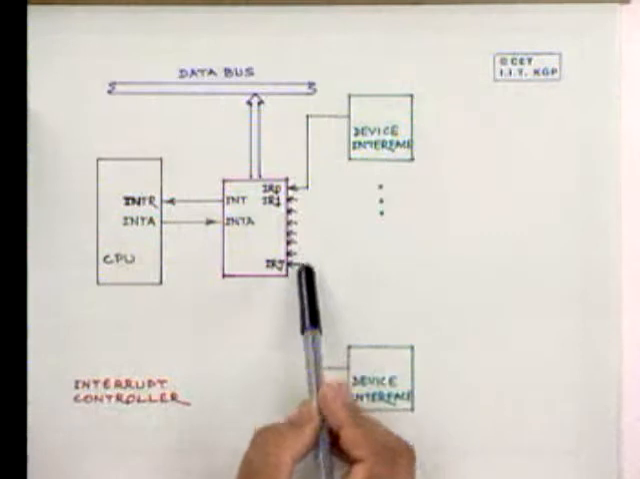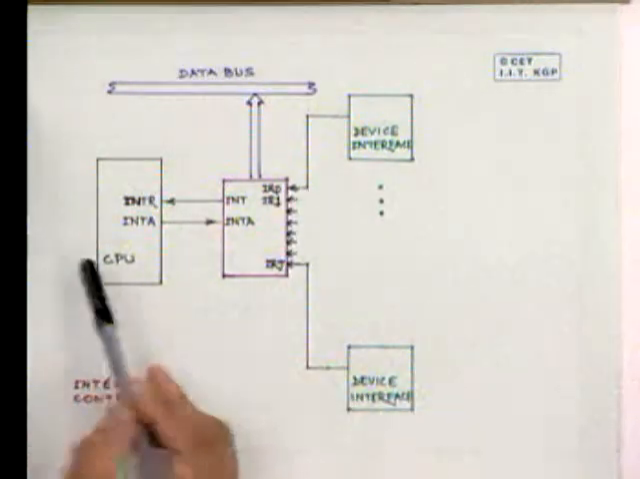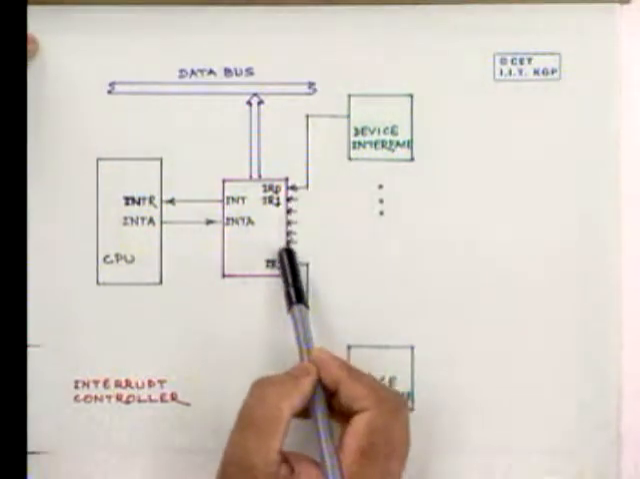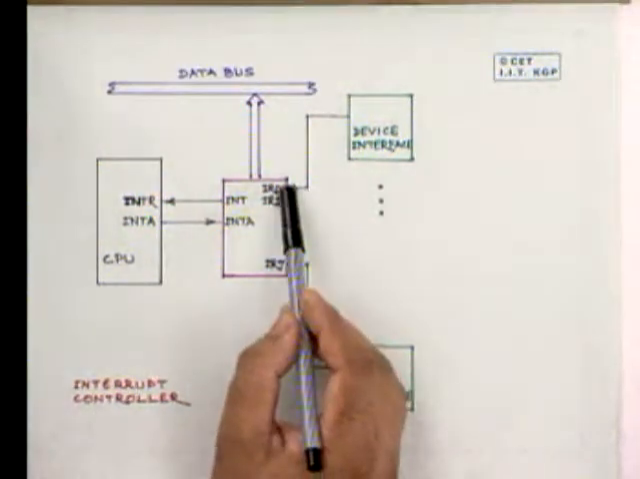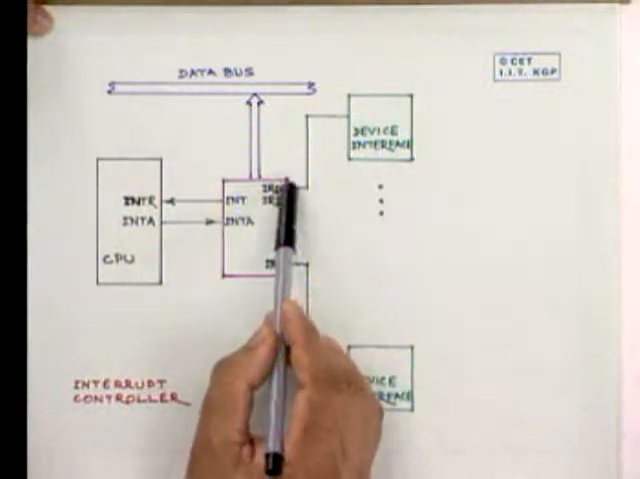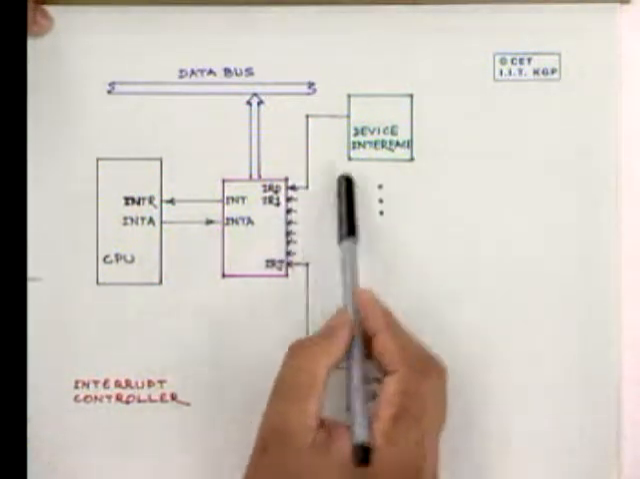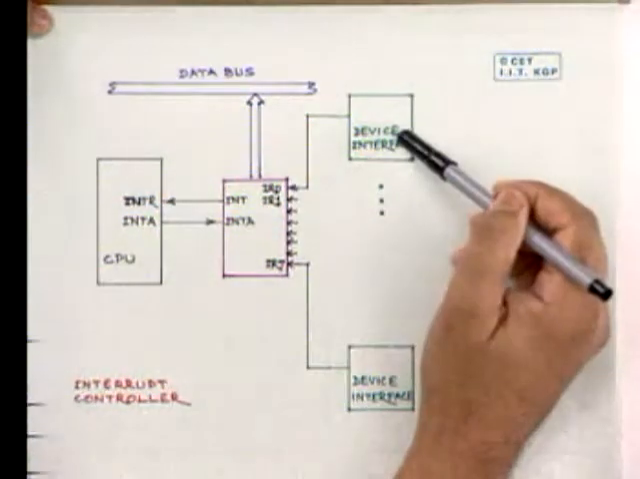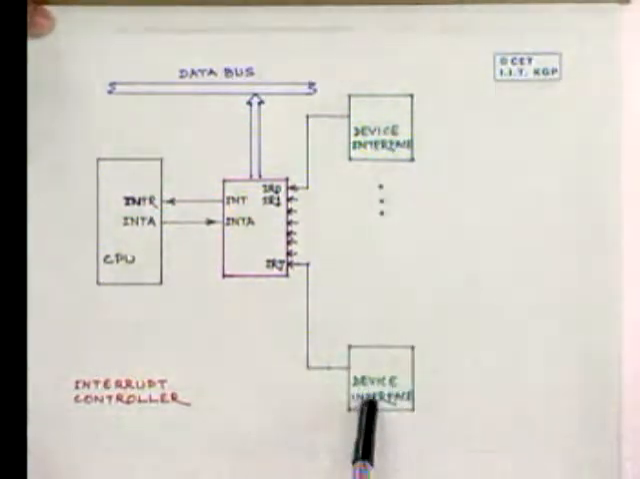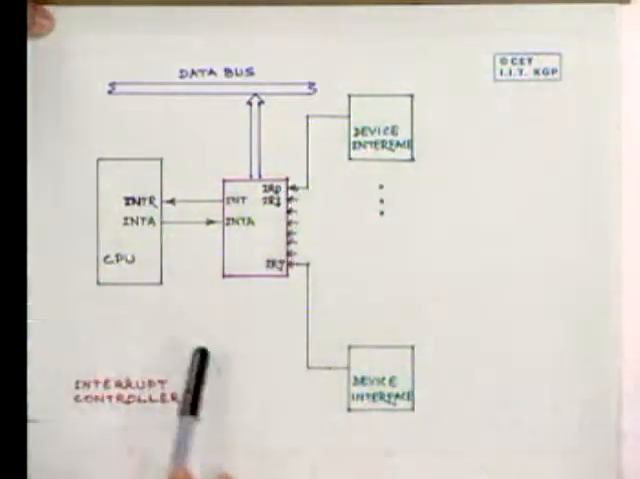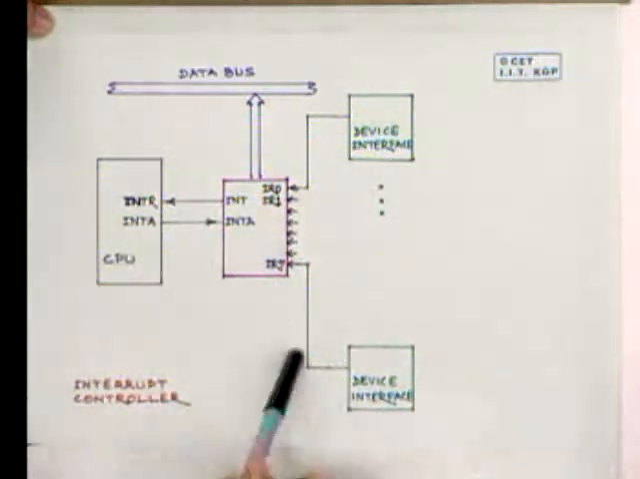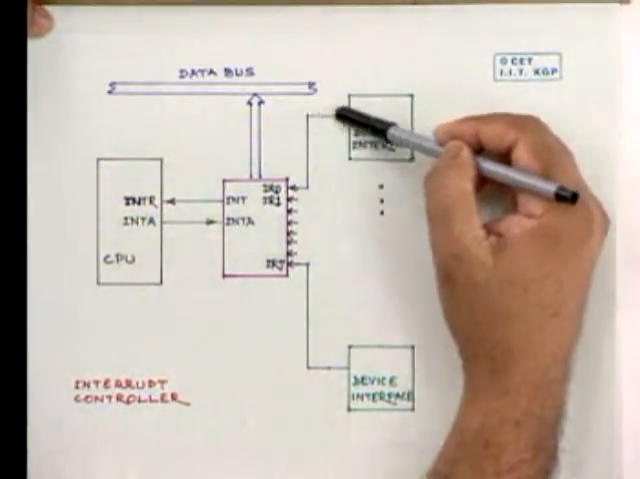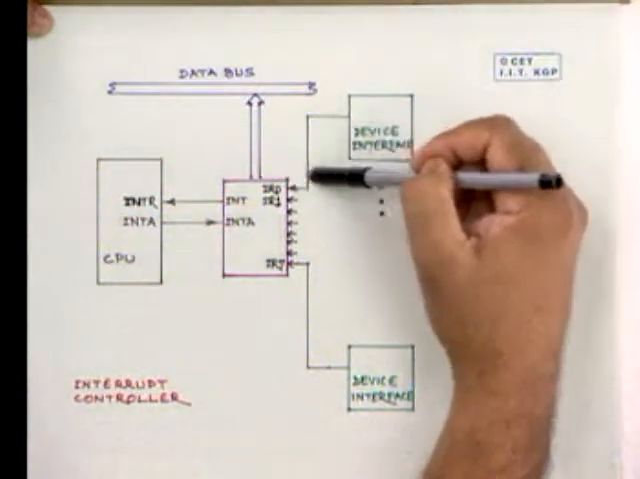It has, say, 0 to 7, 8 lines. We call these input lines. There are other lines, we are not bothered about them right now. These are interrupt input lines, and therefore we can connect at most 8 devices over here. So device number 0, device number 1, from the device interface here. The first one is connected to IR0, the second one will be connected to IR1, and so on, right? Now if any device wants to interrupt, then it puts its own interrupt line high.